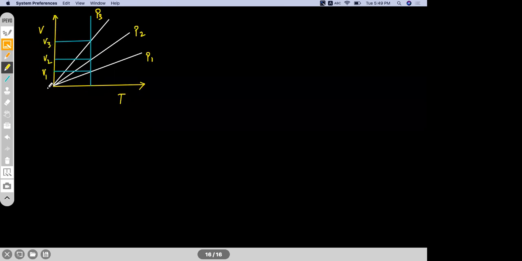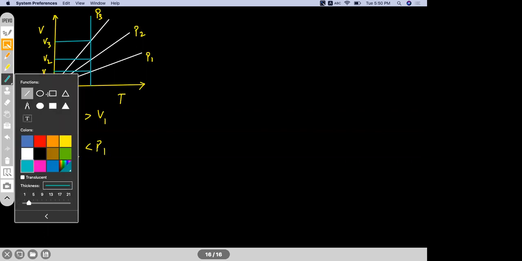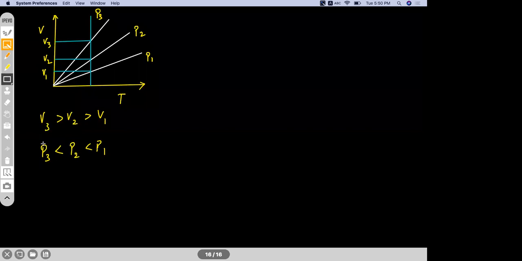So obviously in this line, you see V3 is greater than V2 is greater than V1. And we know V and P are inversely proportional for constant temperature. So if V3 is max, then P3 is the least. So P3, then P2, P1. Easy. Tell me, any doubt?